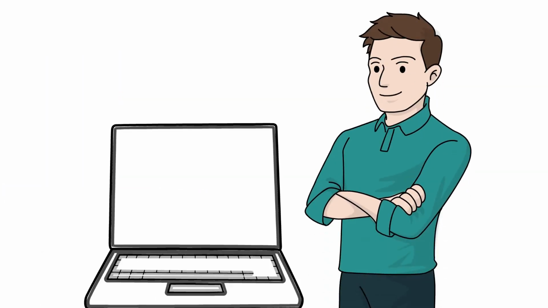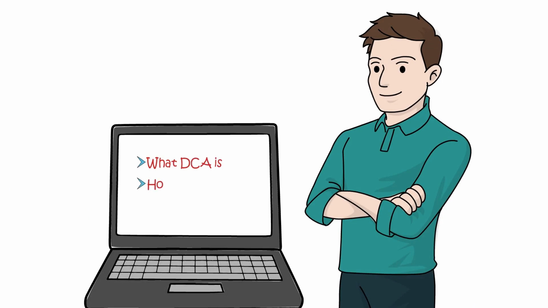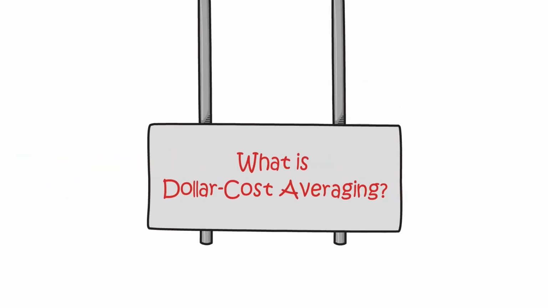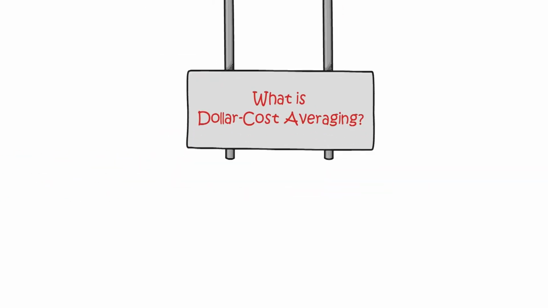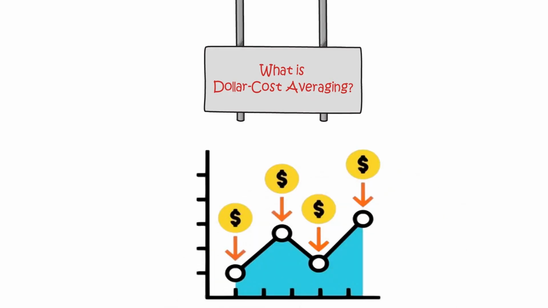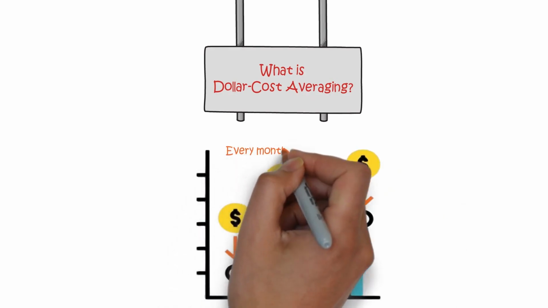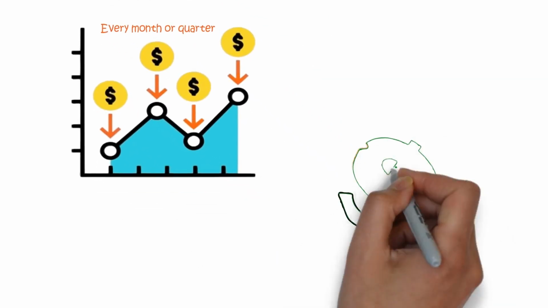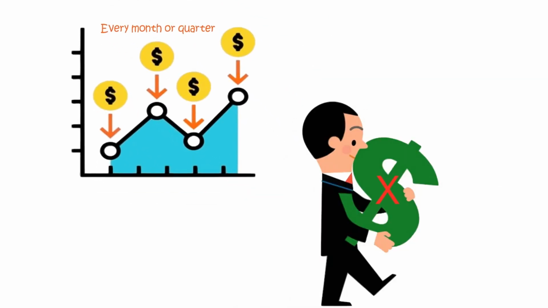In this video, we'll break down what DCA is, how it works, and why it might be a good fit for you, all in clear and simple terms. What is dollar cost averaging? Dollar cost averaging is an investment strategy where you invest a fixed amount of money at regular intervals, like every month or quarter. This approach is different from investing a lump sum of money all at once.